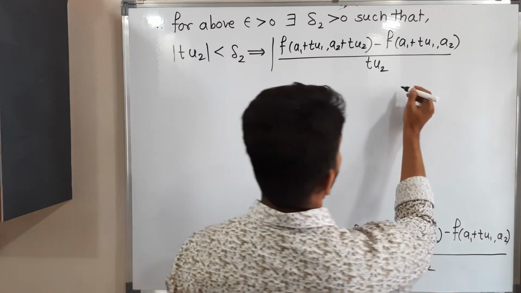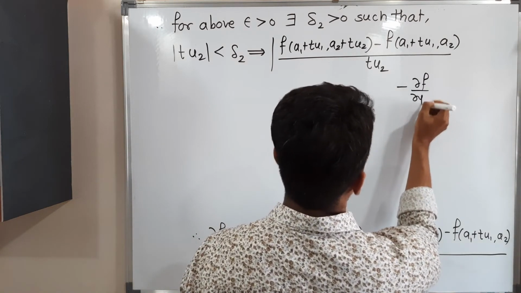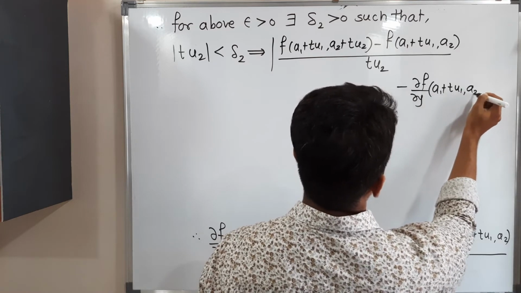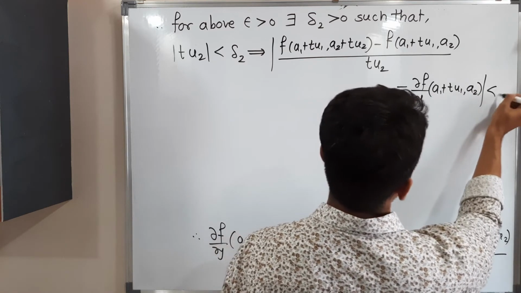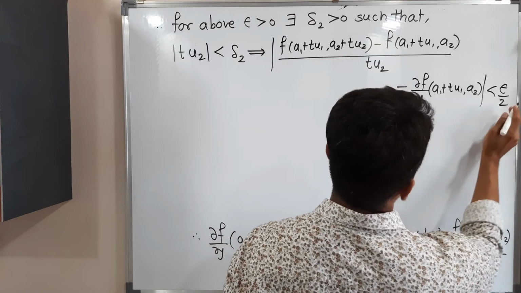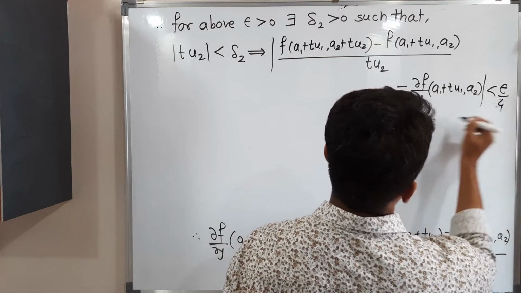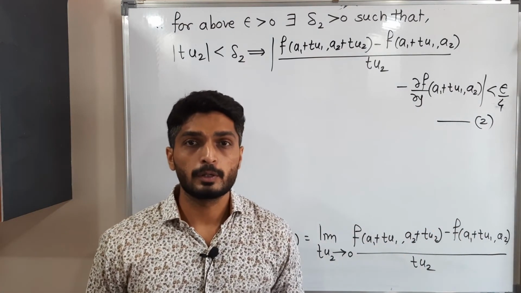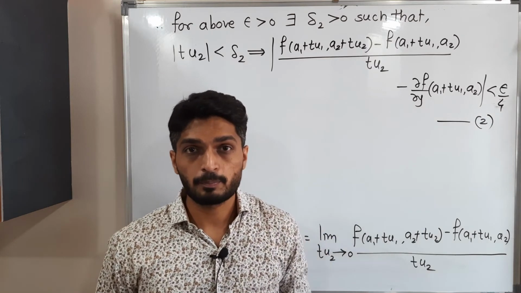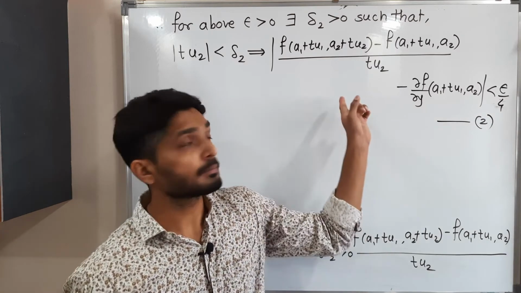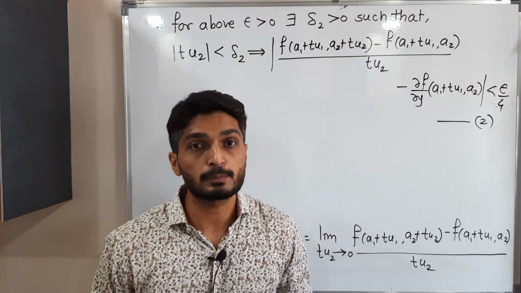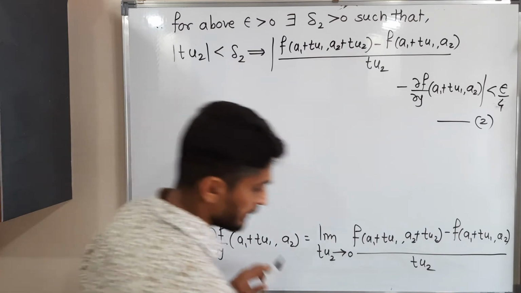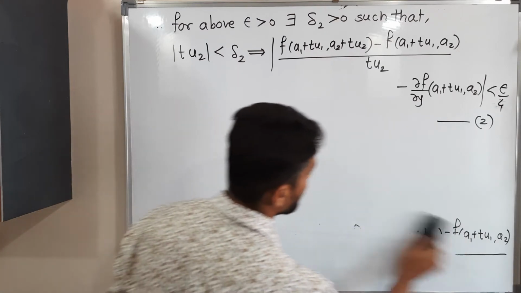minus del f by del y at (a1 + t1, a2), is less than epsilon by 4. It's an adjustment, epsilon by 4. This is statement number 2. This is also a very important thing we have got. You remember that statement star? The first mod is nothing but this one. We have proved that the first mod is less than epsilon by 4. A very important thing we have got now. Let us go further. Let me remove this part.